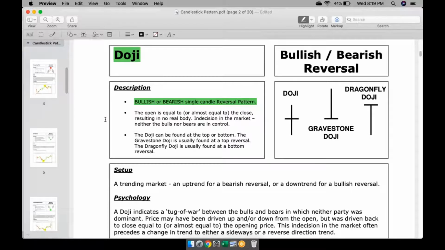The open is equal to or almost equal to close. That means it opened, went high till here, went low till here, and exactly closed here. It's a perfect doji. Opened, went high till here, low till here, closed near to the open is a near doji. Opened, went high, went low, just closed at this place. It is also a near doji and can be considered.